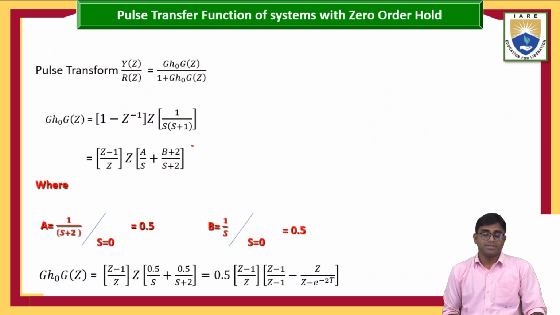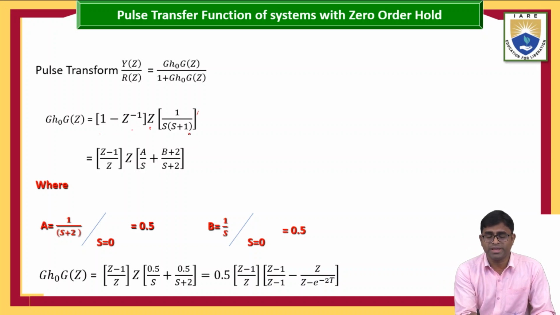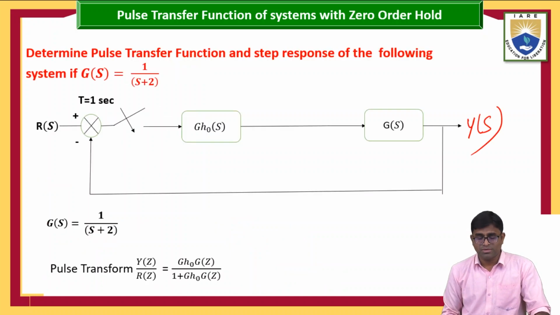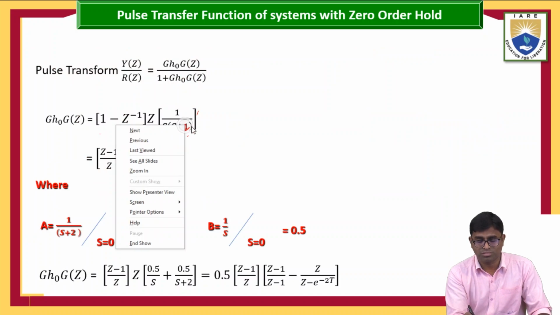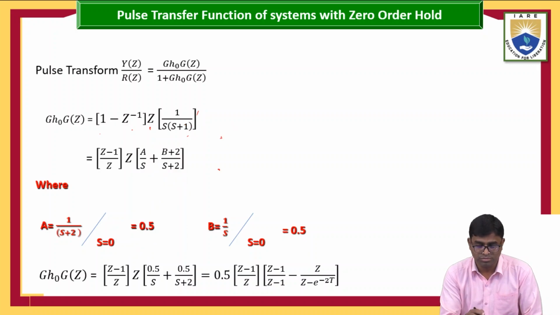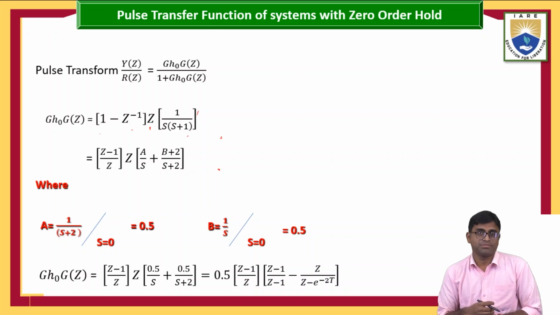After that, the same procedure. What is the first formula? 1 minus z inverse of z into 1 by that function into s. What is the function they gave? G of s value is 1 by s plus 2. So it is coming as A by s plus B by s plus 2. Substituting these values here, we get the A and B values.